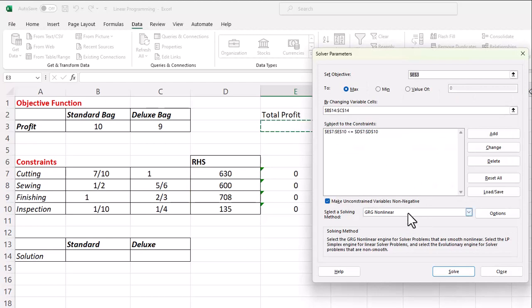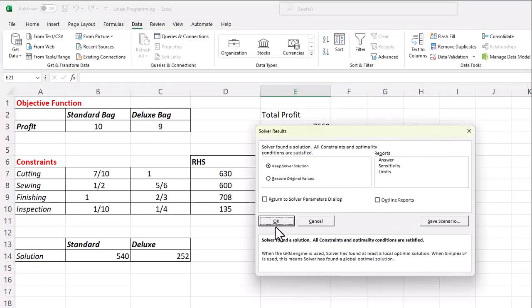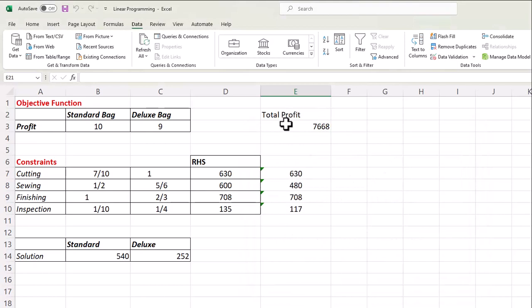As it is a linear programming problem, we will select Simplex LP here and then click Solve. As there is no error, it means that things went smoothly and we have achieved our goal. So here it states that only the cutting and finishing time takes the total time that was given, but we utilize less time for sewing and less time for inspection. So it's good.